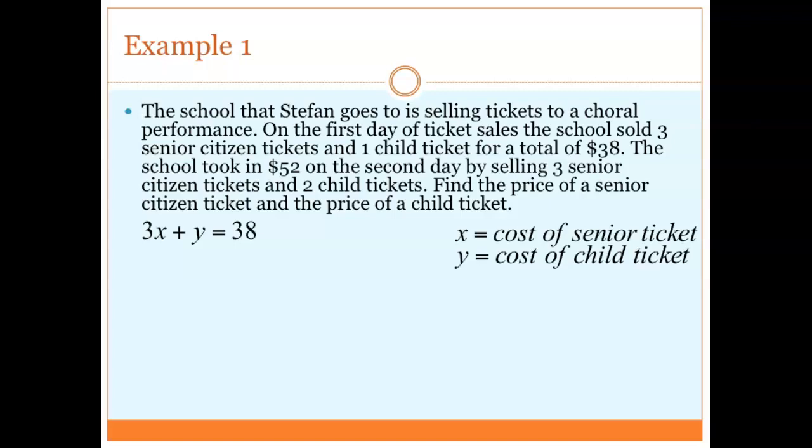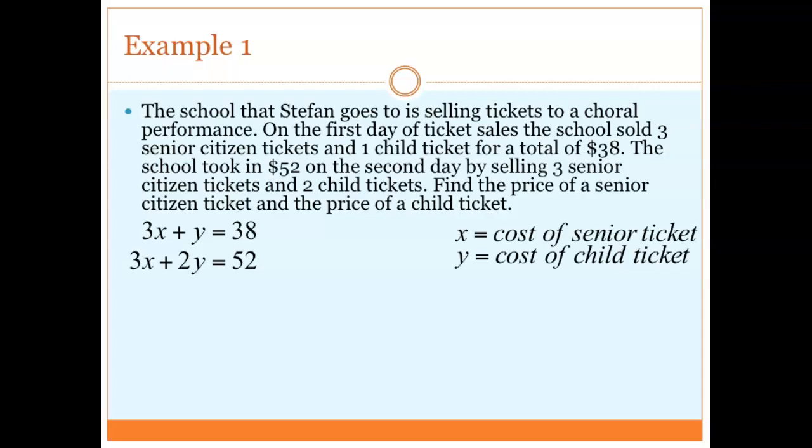Now it says the school took in $52 on the second day by selling 3 senior citizen tickets and 2 child tickets. Let's do the same thing and write a second equation. So it says that $52 is the total on the second day, and then 3 senior citizen tickets were sold, so 3 times the cost, so 3x, and then 2 child tickets were sold, so 2 times y, the cost of a child ticket. So 3x plus 2y is equal to 52. Alright, so now we have 2 equations, 2 variables, and now I can solve this system.